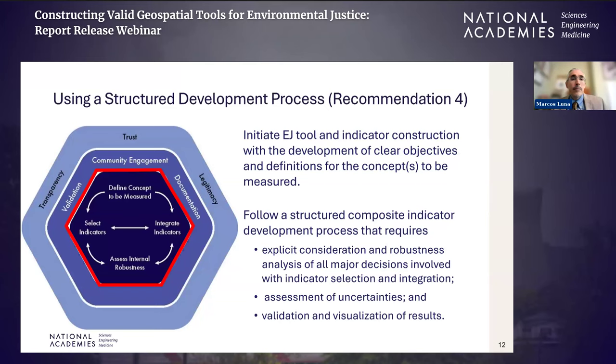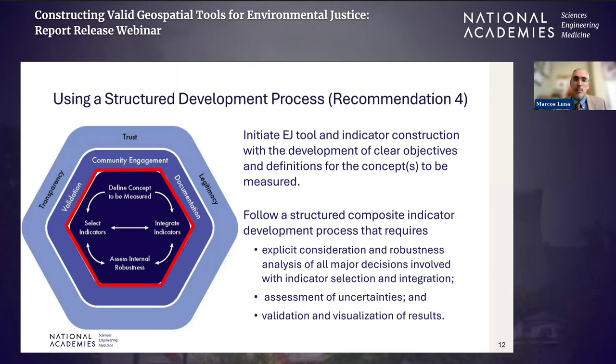So recommendation number four is about using a structured development process. A structured and iterative development process is at the core of constructing valid geospatial tools for environmental justice. In the center of our conceptual framework, you can see the four types of interrelated decisions. And as you will see in chapter three of our report, we were inspired by a report by the Organization for Economic Cooperation and Development, or the OECD, and specifically their Pocket Guide to Composite Indicators and Scoreboards.